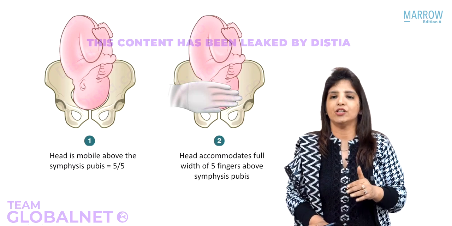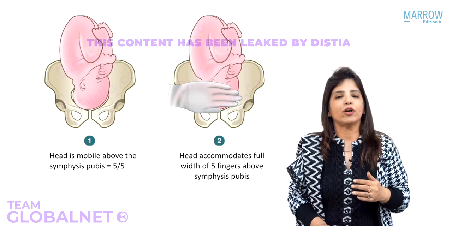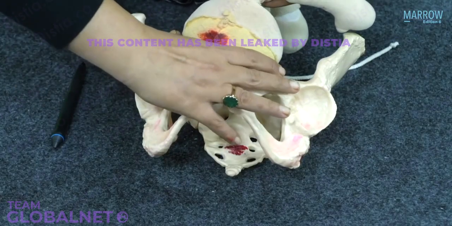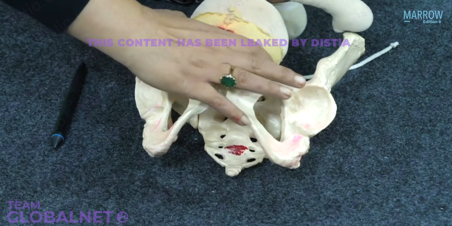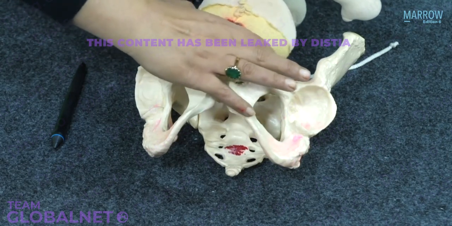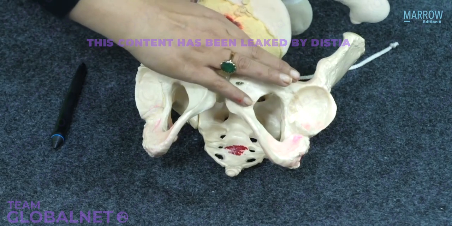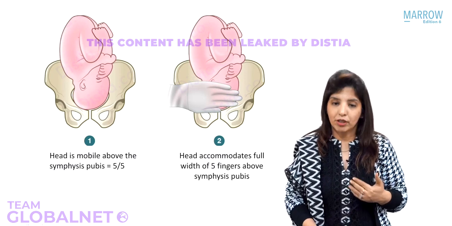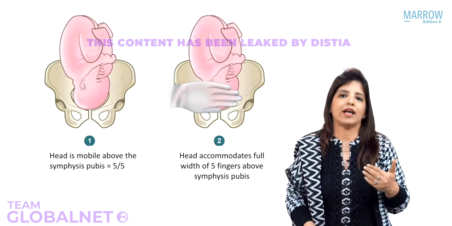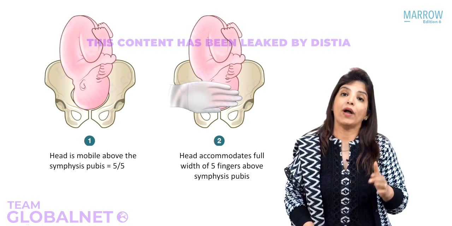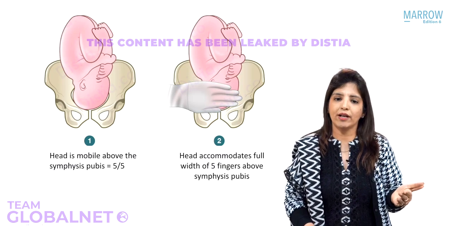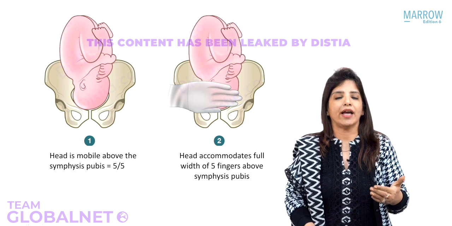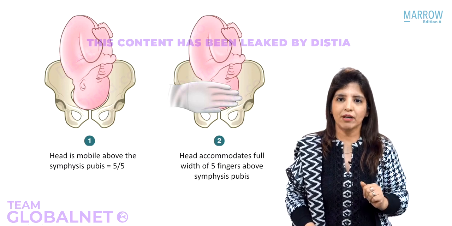Now, when the head is free floating, and you are doing Leopold's third maneuver and you try to move the head from side to side, because the head is free floating, it will very easily be movable. That means the head will be ballotable. So whether I say the head is 5 by 5 palpable, whether I say the head is free floating, whether I say on Leopold's maneuver 3 the head is ballotable, all that means the same thing, right?